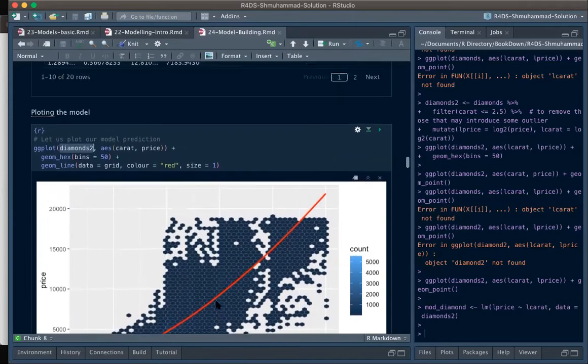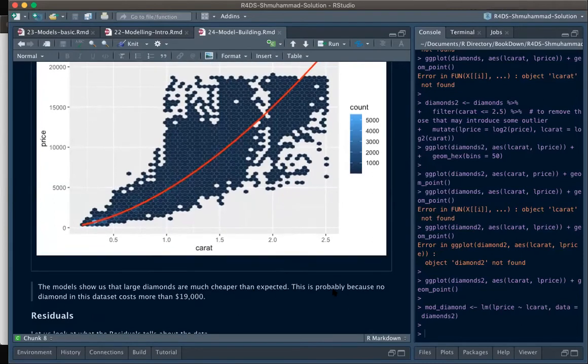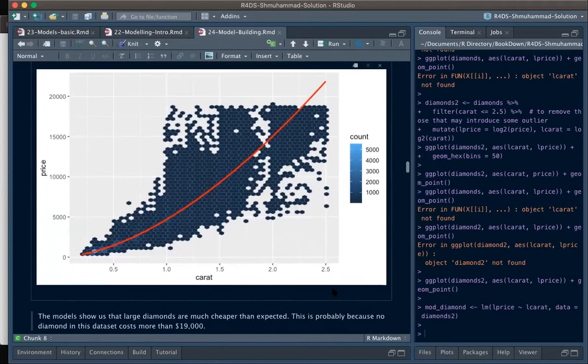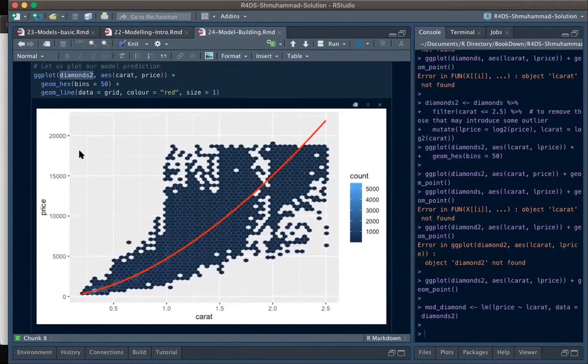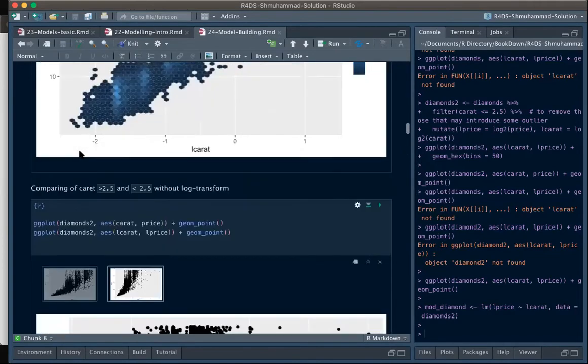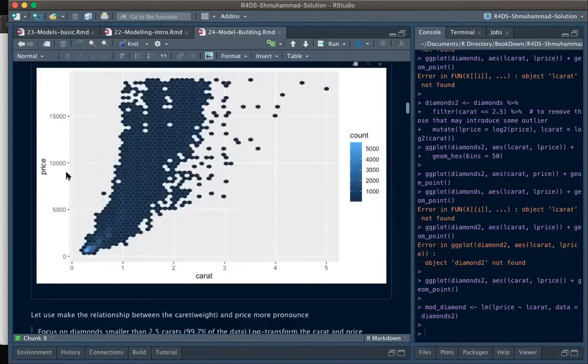Yeah, so this is about the model. The model shows us that large diamonds are much cheaper than expected. This is probably because no diamond in this data set costs more than 19. If you look at this one here, this is 20. I guess we can say logarithmic relationship. Yeah. If you look at this relationship, no, not this one. Right. Okay, 150. Okay, yeah.